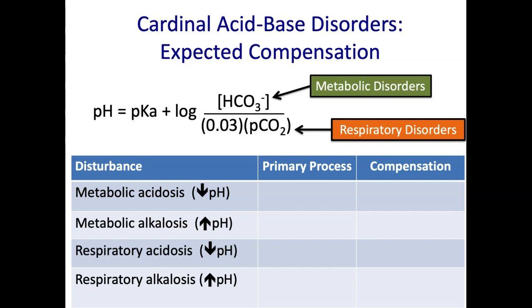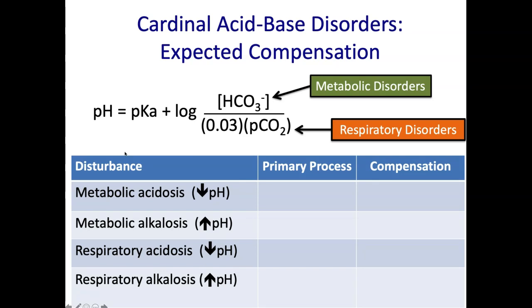Okay? So now look at our disturbances. The four cardinal disturbances. You can have a metabolic acidosis, which has a low pH. You can have a metabolic alkalosis, which has a high pH. Okay? You could have a respiratory acidosis, which has a low pH, or a respiratory alkalosis that has a high pH. Okay? All right, now let's define each one. Let's fill out the table.